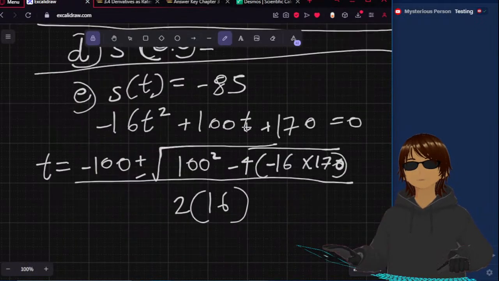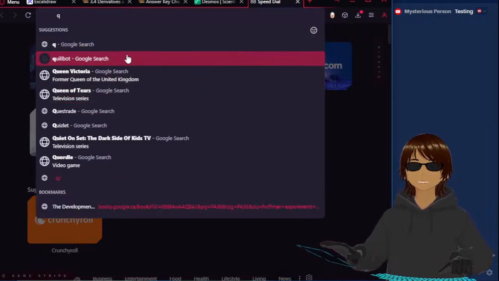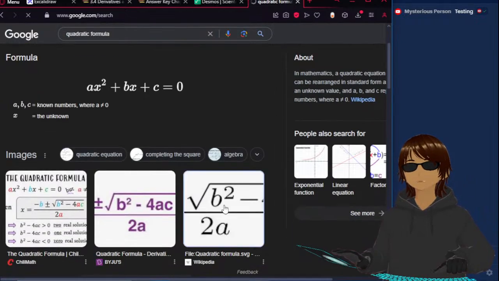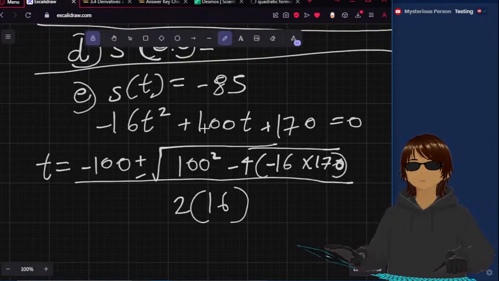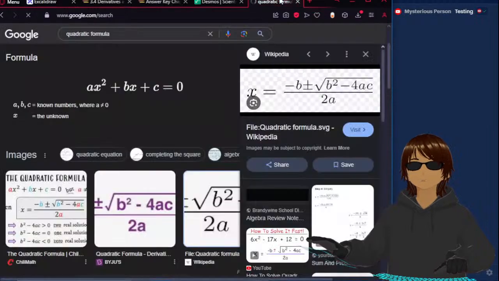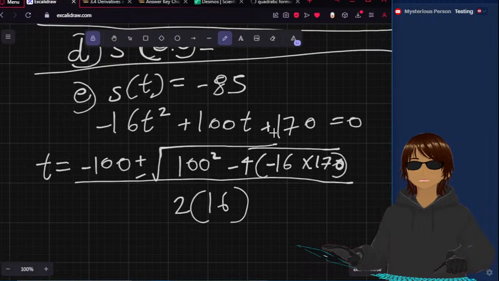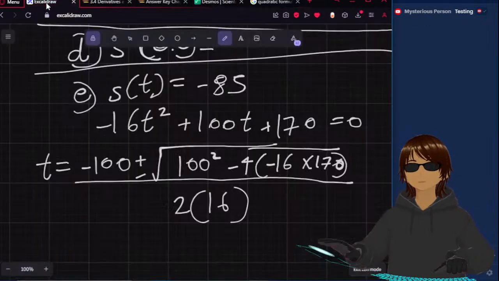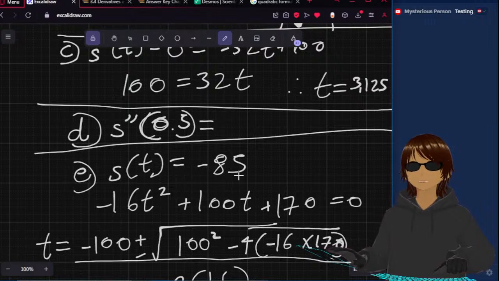Do I have the quadratic formula right? Quadratic formula: minus b plus minus the square root of b squared minus 4 times a times c upon 2a. Minus 85.